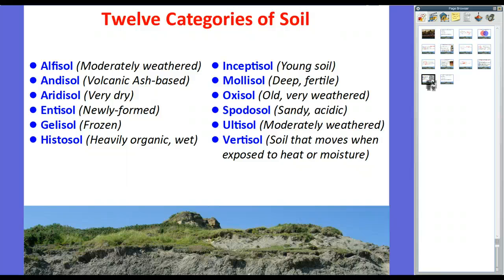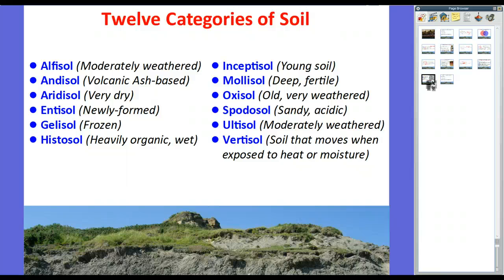Entisol is newly formed. The marsh around Sycamore Point and places like that, or the delta being formed south of Morgan City and Wax Lake. That's entisol. Gelisol, we don't have that around here. It's frozen. That's up in northern Canada, places like that. Histosol is heavily organic or wet soil. You can usually find that in swamps.